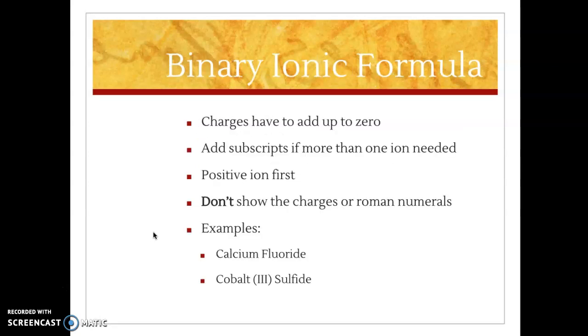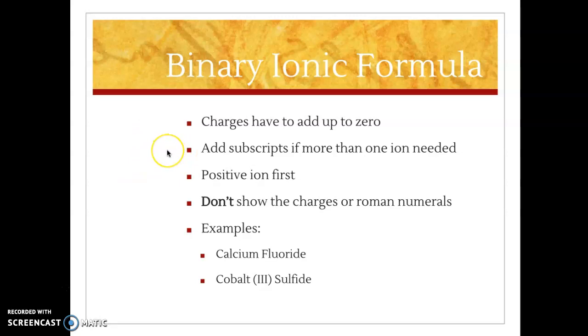A binary ionic formula is going to be a metal and a non-metal. This is the situation where you're given the name of the ionic compound and have to write the chemical formula, using the chemical symbols from the periodic table. The main thing when we write out the formula is that the charges have to add up to 0. The positive charges have to cancel out the negative charges.